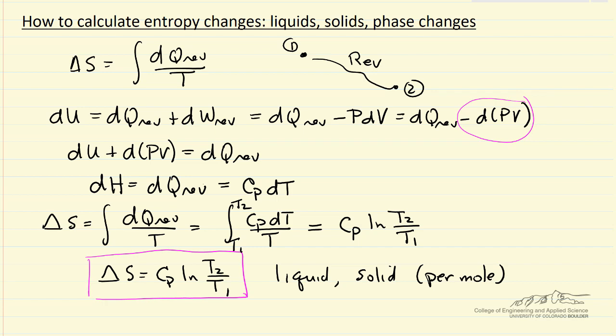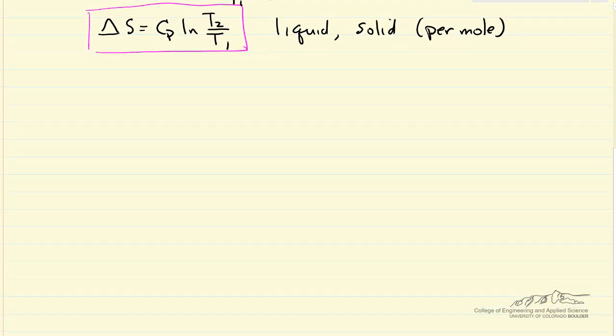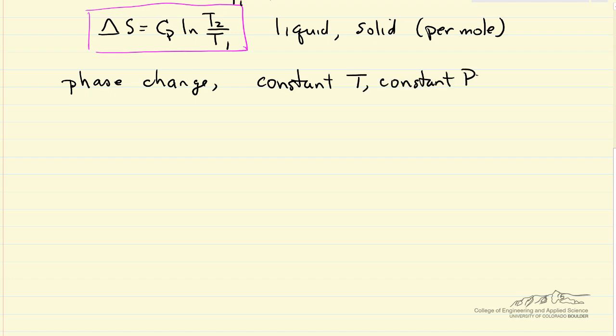Well, the other case we want to look at now is entropy change for a phase change. And an important aspect of a phase change is it takes place at constant temperature and at constant pressure. So our equation for the first law is identical. We're at constant pressure, reversible process, and so we have dH is dq reversible.